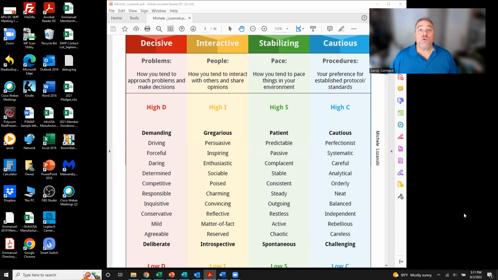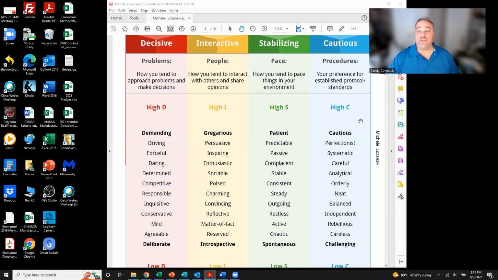If you have a low S score, restless, active, chaotic, spontaneous, you're more comfortable with a fast-paced environment. You're more comfortable not being on a team. You're more comfortable being in a high conflict environment, okay? So you're not going to want to be the team player. You might want to be the solo person who's out on their own, doing things on their own, doing things for themselves. And you don't care if what you do creates conflict. You might enjoy a high conflict environment. And you like to move things at a very fast pace. So that's the difference between the high S and the low S scores.